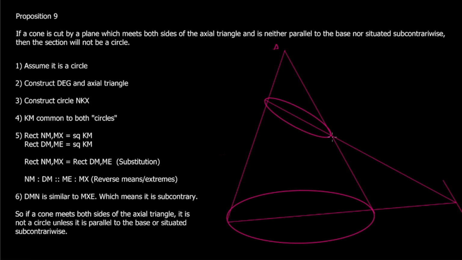So in this case, we're trying to prove that this is not a circle, and we're going to start out by assuming that it is a circle, and we're going to see that a circle constructed not subcontrary-wise will turn out to be subcontrary-wise. We're going to learn that basically the only two cases in which this would be a circle is if it's parallel or subcontrary-wise, and if it's not either of those two things, then it can't be a circle.